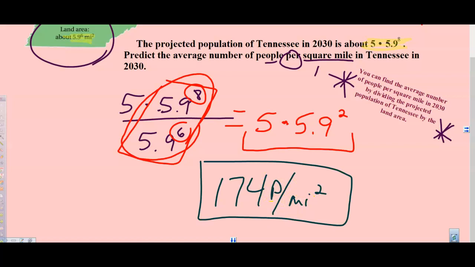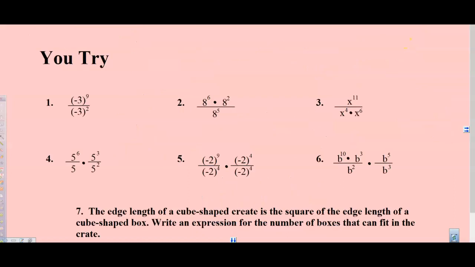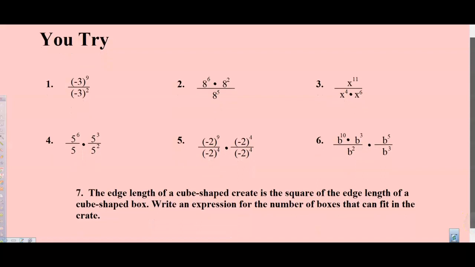I showed you several examples on the quotient of power property, how it can work. So let's let you give it a shot. Here's a couple problems for you to try. Pause the video, try them out, and I'll be back with the answers.